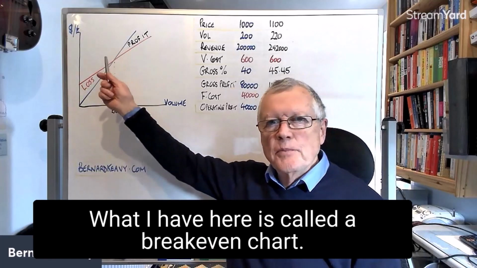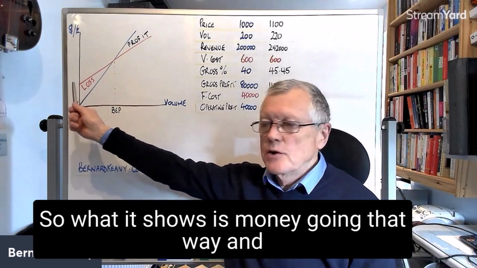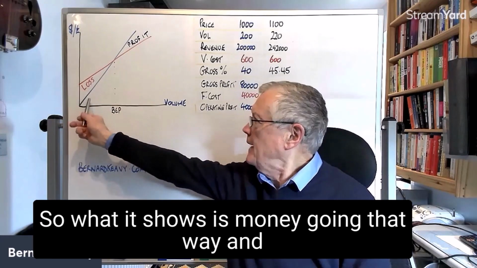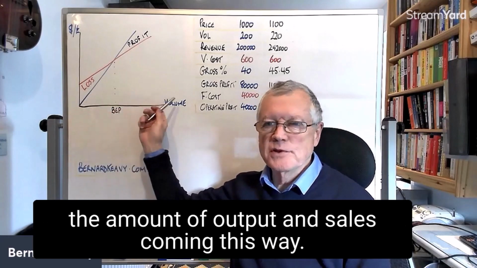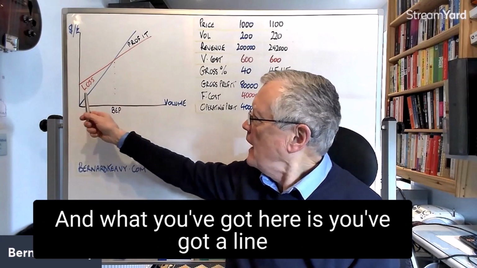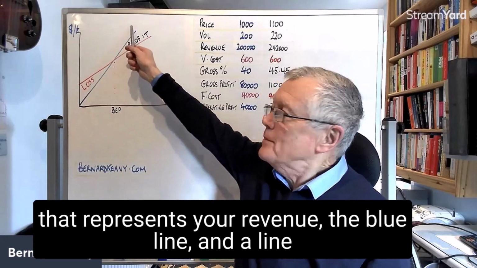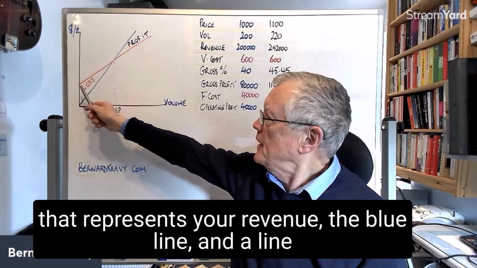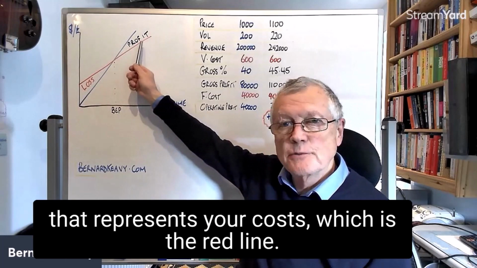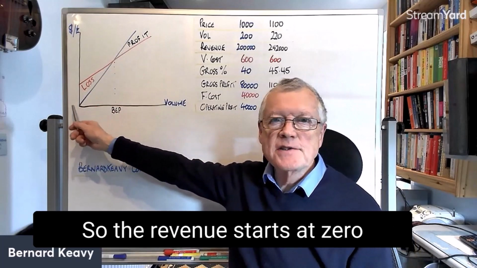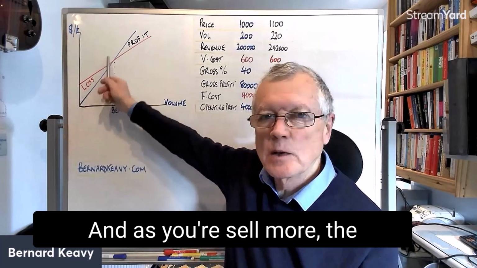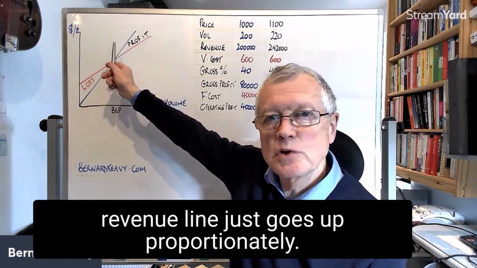Here is called a break-even chart. So what it shows is money going that way and the amount of output and sales coming this way. And what you've got here is a line that represents your revenue, the blue line, and a line that represents your costs, which is the red line. So the revenue starts at zero if you don't sell anything. And as you sell more, the revenue line just goes up proportionately.